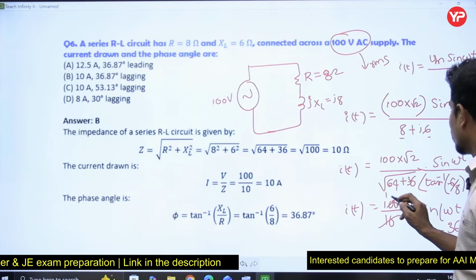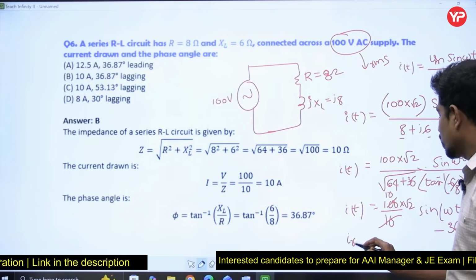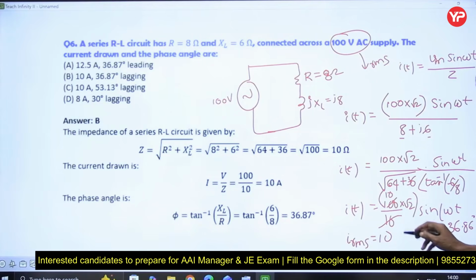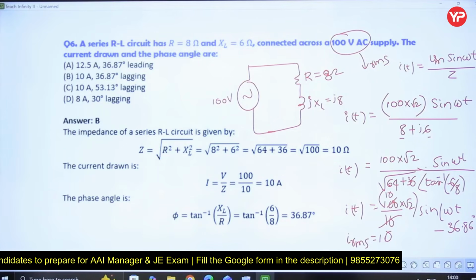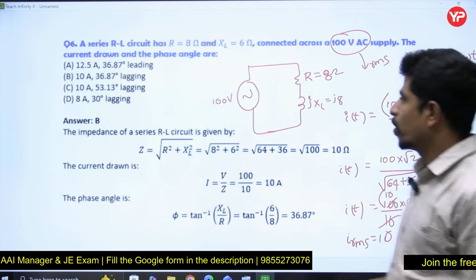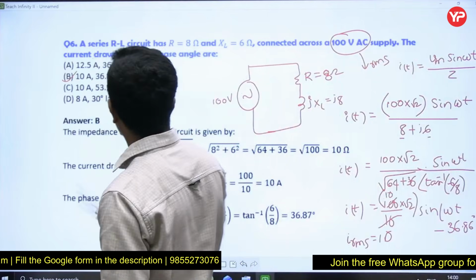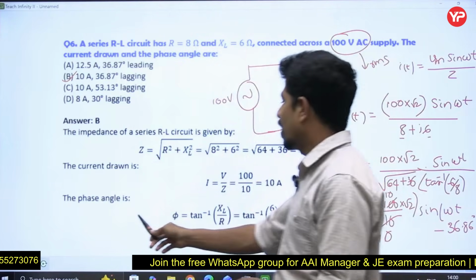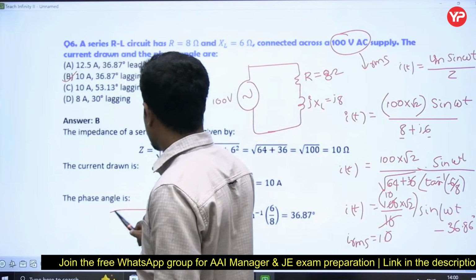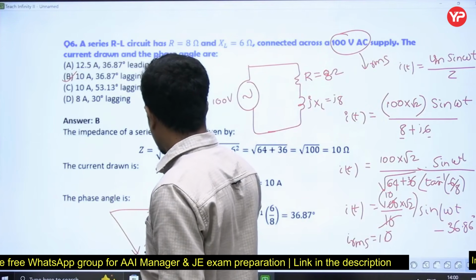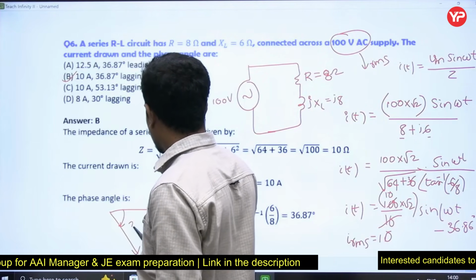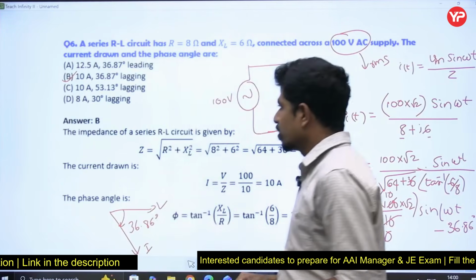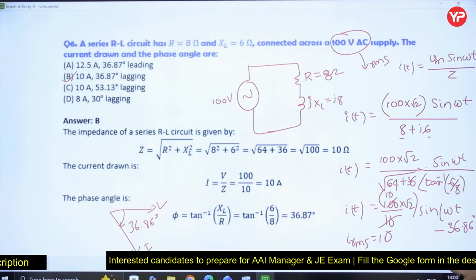This is 10. So the RMS value of current is 10, because 10 root 2 is the maximum value, and the phase angle difference is minus 36.86. Option is B. Why is it lagging, sir? Current lags the voltage. So this is V, this is some current I. How much is this angle? This angle is 36.86 degrees. Option is B, right?